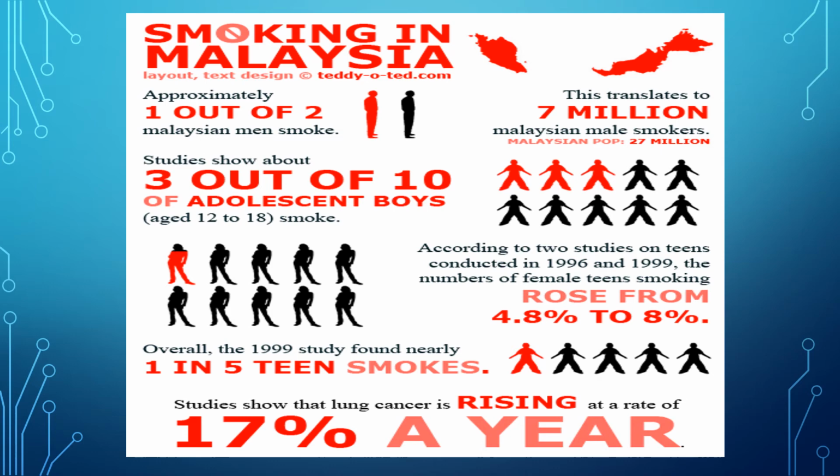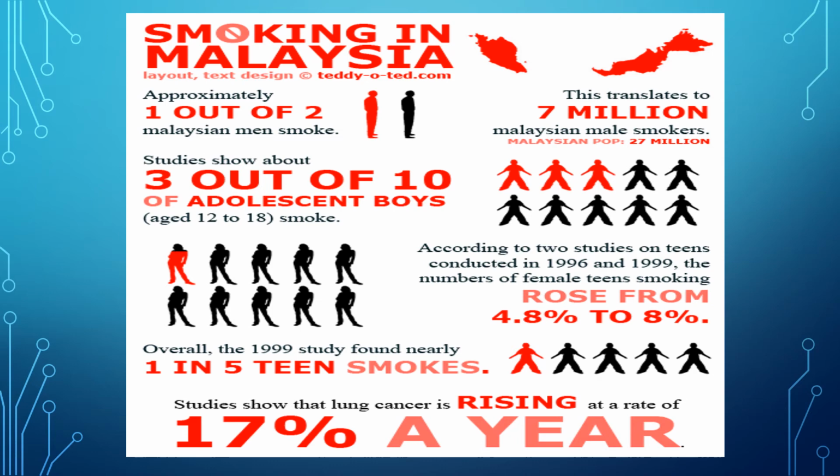Approximately 1 out of 2 Malaysian men smoke. This translates to 7 million Malaysian male smokers, with a Malaysian population of 27 million. 3 out of 10 adolescent boys smoke, that is age 12 to 18.